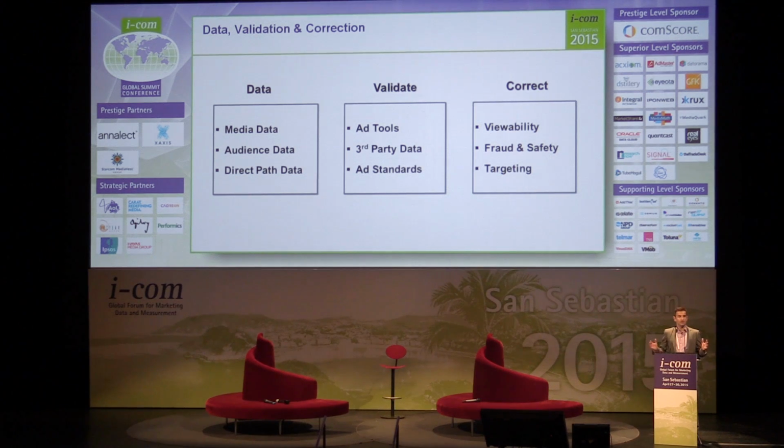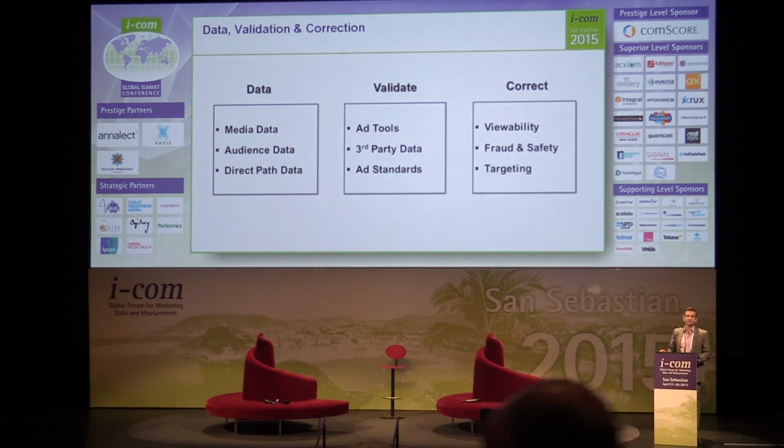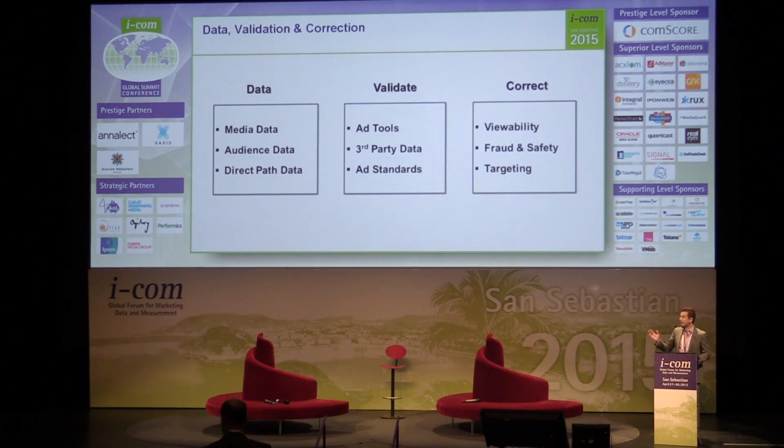Broad scope, so I want to narrow this down a little bit. For the purposes of this panel, we're going to discuss three topics. Specifically, first, media delivery data, right? We deliver media, we want to make sure that we deliver it in the most accurate and concise way. So what is the story there? Audience data: how do we know we're reaching the right audience and how do we validate that? And then finally, what we would call direct path data.